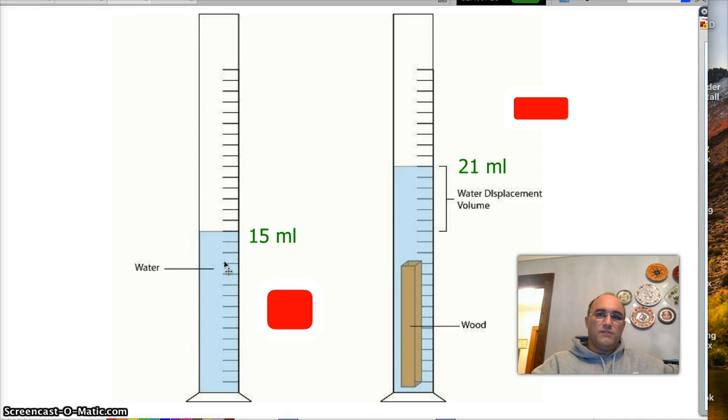We started with 15 milliliters. We added this thing, and now we got 21 milliliters. So wood plus 15 milliliters of water get to 21. Let's say something plus 15 equals 21. Oh, well, you could just do 21 minus 15. That would be 6. The wood is 6 milliliters. That's its volume. That's how we can find out the volume of anything if you put it in water. You put it in water, you measure how much the water displaces, and then the difference between the initial amount of water and the final amount of water has to be your object. Let's try it again.